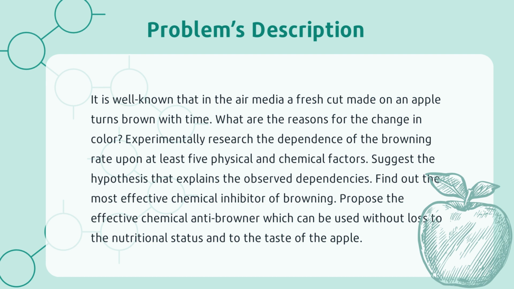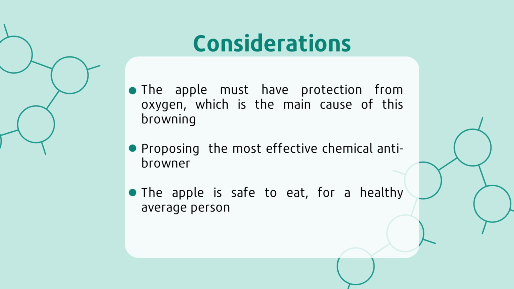Propose the effective chemical anti-browner which can be used without loss to the nutritional status and to the taste of the apple. So our considerations are that the apple must have protection from oxygen, which is the main cause of this browning, proposing the most effective chemical anti-browner, and the apple is safe to eat for a healthy average person.